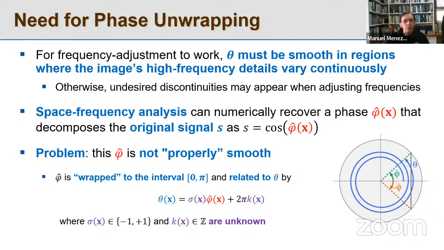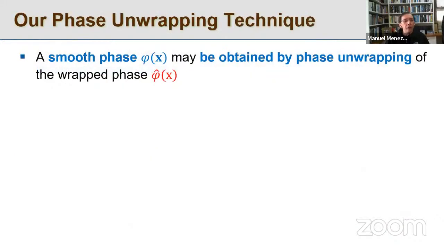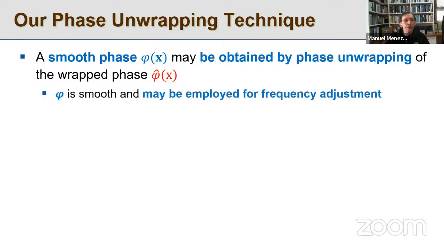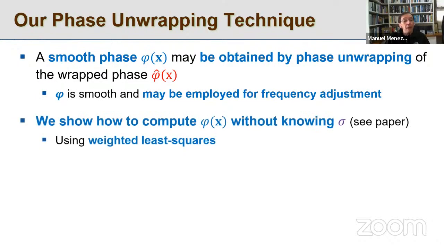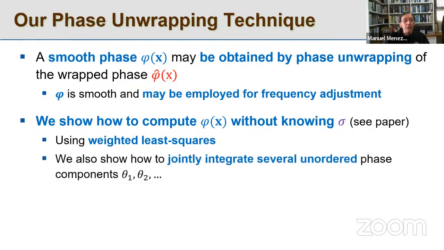We need to do something else. We need to be able to recover some continuous phase function. I will again spare you the details. I refer you to the paper for this, but I will tell you that in this work, we come up with a way of obtaining some smooth phase function from the non-smooth phi hat one. And because of this, phi can be used to perform a frequency adjustment. So in the paper, we describe how this can be done. It's based on weighted least squares, and it can also handle multiple waves that will be crossing through same and neighbor pixels, and this is somehow complicated, we need to take care of.